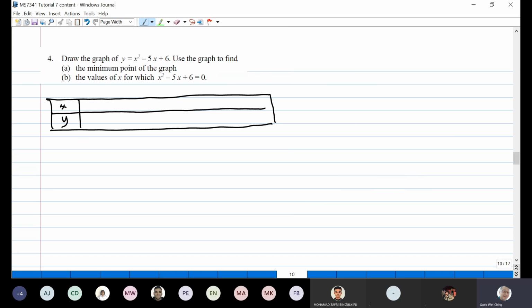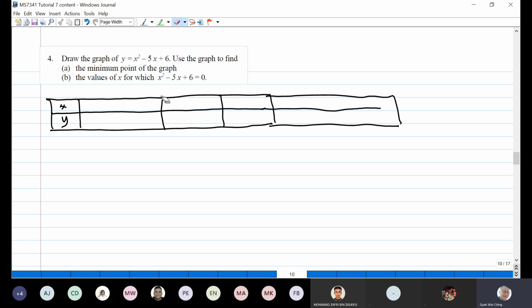Okay. So I'm going to make a table as big as possible, because this is not just 3 points now, you need more points than that. So space here, you can write here. So 3 here.